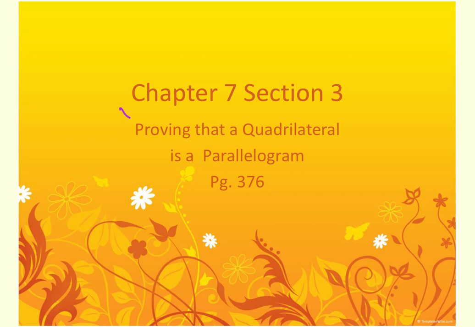All right, last one in this video is 7.3, which is proving that a quadrilateral is a parallelogram, which is basically the converses of 7.2. In 7.2, we said if it's a parallelogram, here are all the properties, which were opposite sides are congruent, opposite angles are congruent, consecutive angles are supplementary, diagonals bisect each other, and by definition, opposite sides are parallel. Now we're using those things to prove that a quadrilateral is a parallelogram.